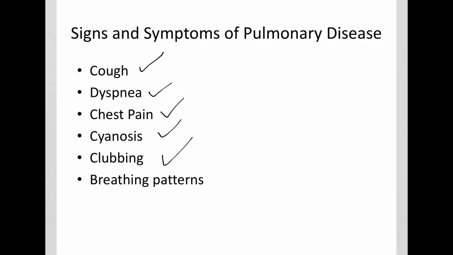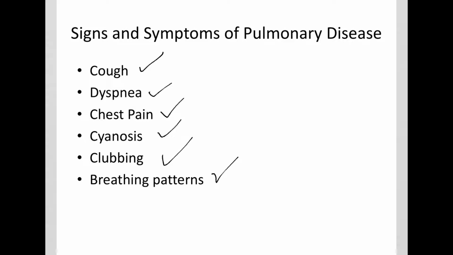And then breathing pattern. We might think of normal breathing as diaphragmatic breathing, shouldn't be very stressful at rest, but our patients come to us, they might have a barrel chest, they might be very much using their chest to breathe, and they may be struggling to breathe at rest or during very basic activities. So these are the major signs and symptoms that might indicate that the patient has pulmonary disease.